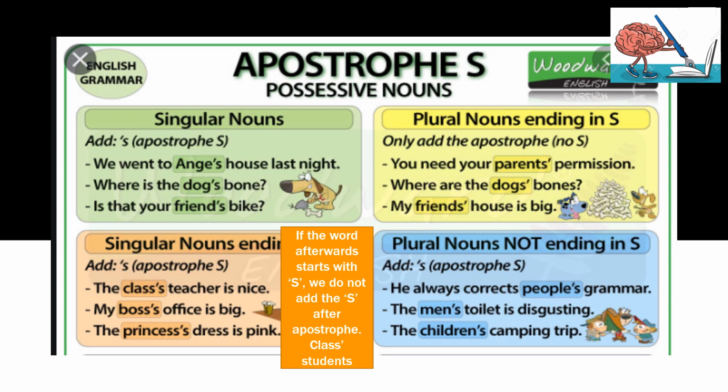We also have plural nouns that do not end in S. For example, the plural of man is men, child is children, people, that is plural as well. These words do not end with an S. So what do we do with them? We add an apostrophe S to them. So he always corrects people's grammar. The men's toilet is disgusting. The children's camping trip. Here we see that even though they are all plural nouns, we still add an apostrophe S.